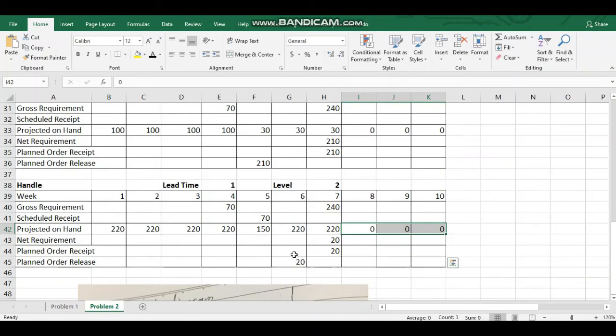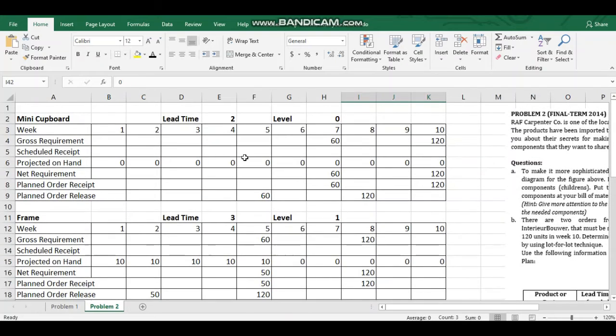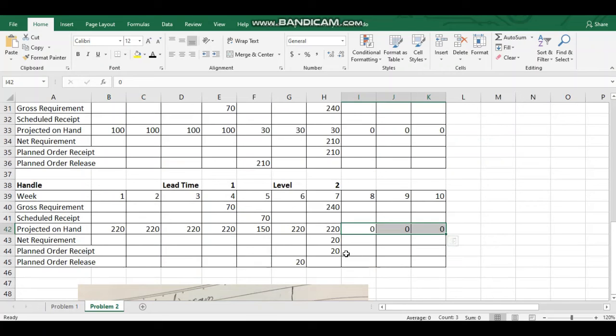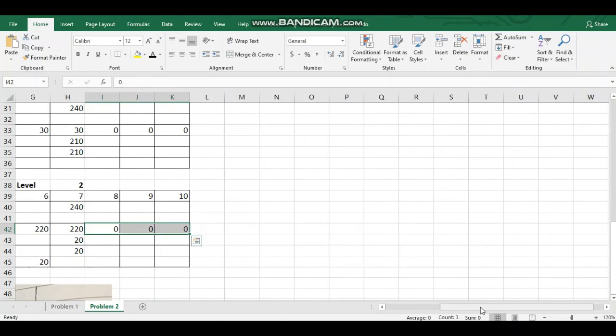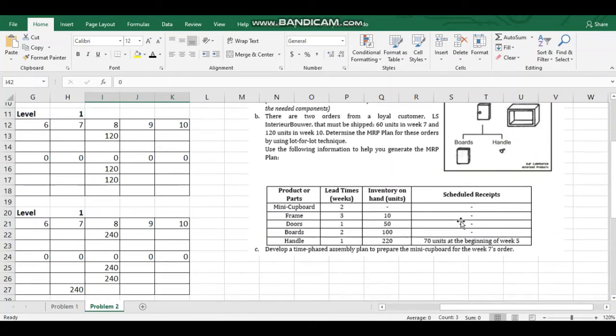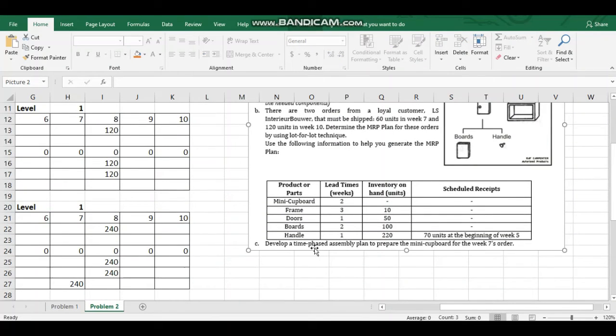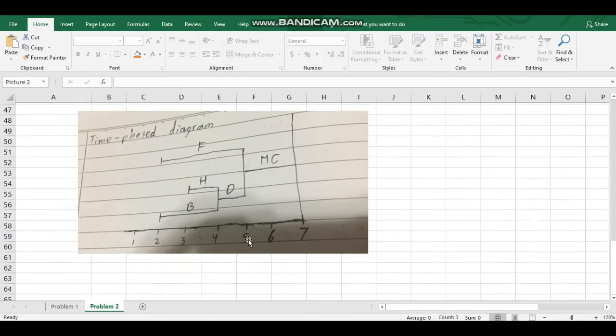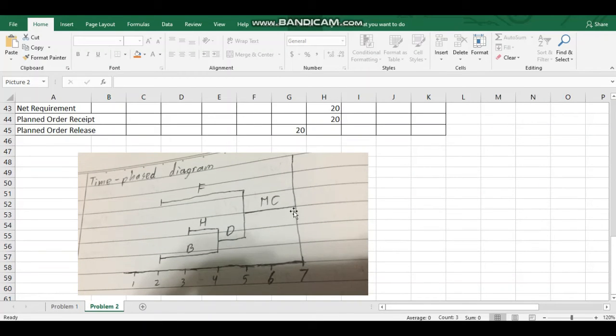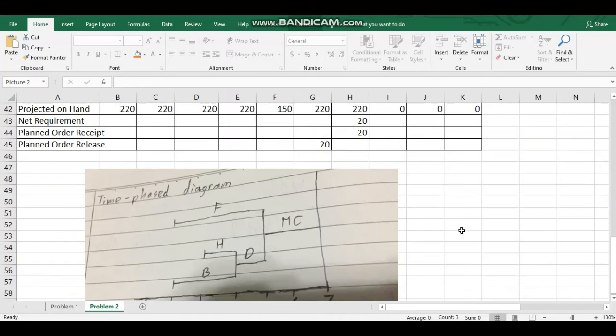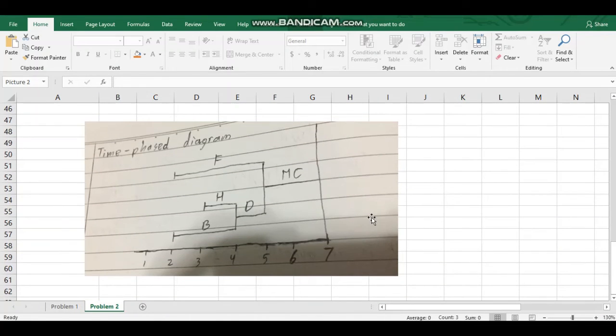Now we are done filling all of this MRP table for mini cupboard from level 0, 1 until 2. Okay, so that's the answer for question B. Next, question C. Develop a time-phased assembly plan to prepare the mini cupboard for week 7's order. So for question C, it looks like this. Okay, so you have to draw this kind of graph.